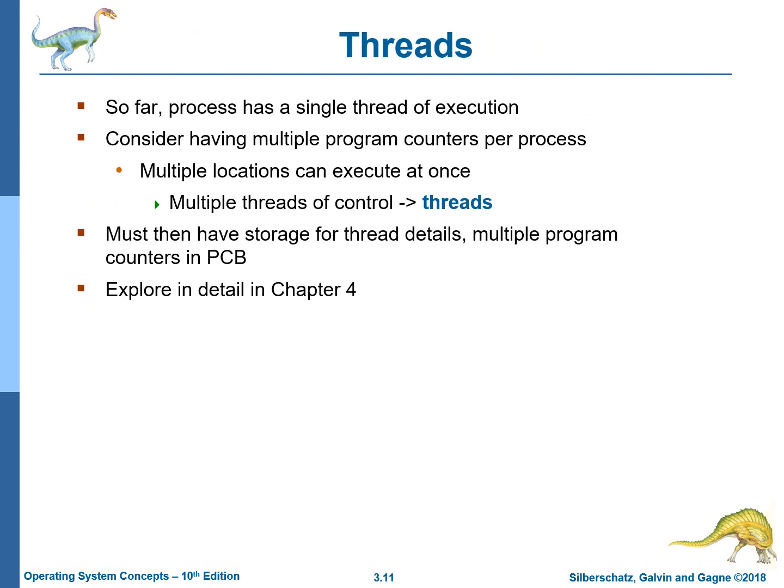The process model discussed so far has implied that a process is a program that performs a single thread of execution. Consider having multiple program counters per process. Multiple locations can execute at once, and multiple threads of control is called threads. And we must then have storage for thread details. Multiple program counters in process control block. And we're going to explore more of it in detail in chapter 4.